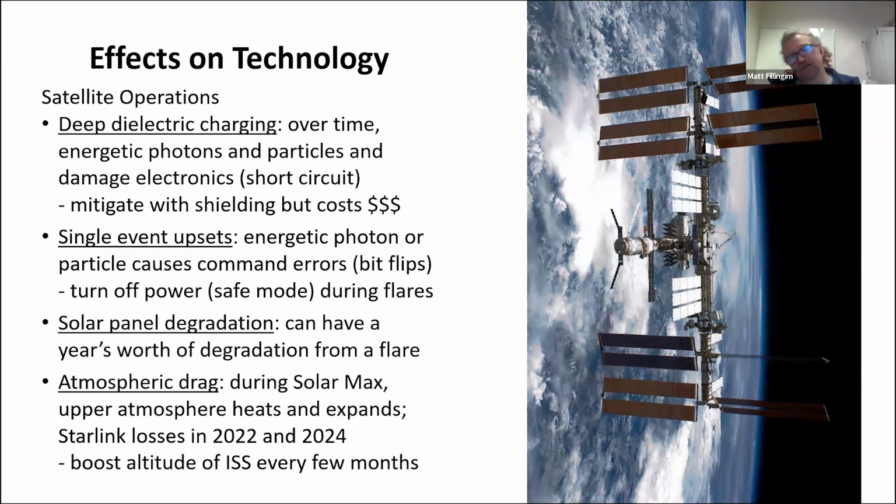To mitigate that, you need to be in a high orbit. For the space station, there are engines, little motors, that boost the altitude every few months, because over time, with atmospheric drag, it's going to get lower and lower. So you need to boost it up to not burn up in the atmosphere. And you have to monitor that. Often there are more boosts during solar max than during solar minimum, because the atmosphere expands during solar maximum.